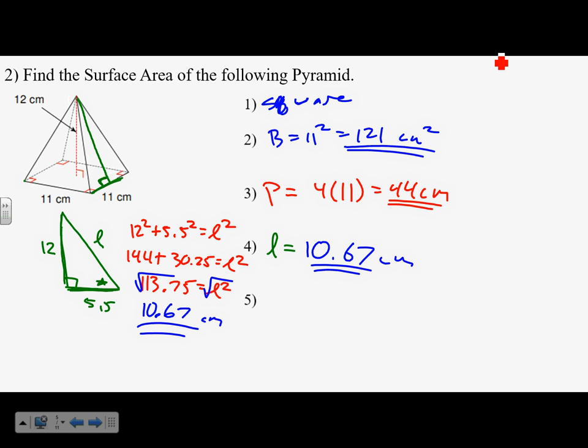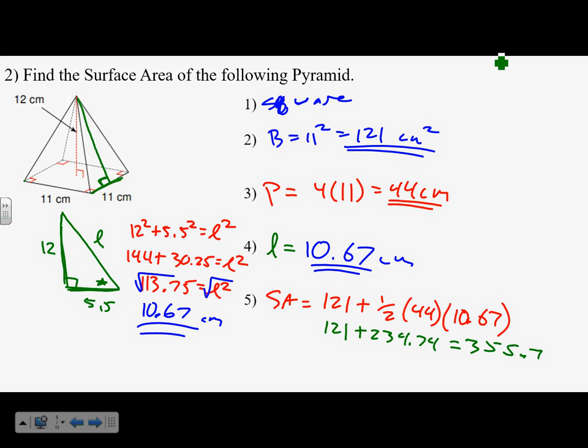But once you have all that, now again, you just plug it in. Surface area is the base area plus 1/2 the perimeter times the slant height, 10.67. Again, if you want to type that in your calculator, you can, but I like to do it in these 2 steps. Add those together, then we get 355.74 centimeters squared.